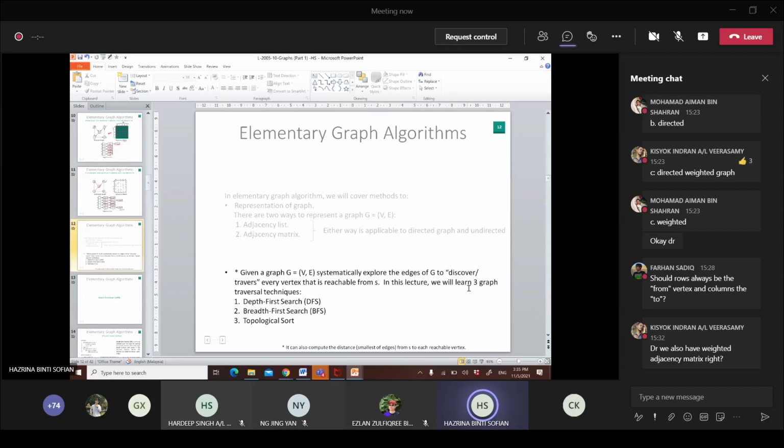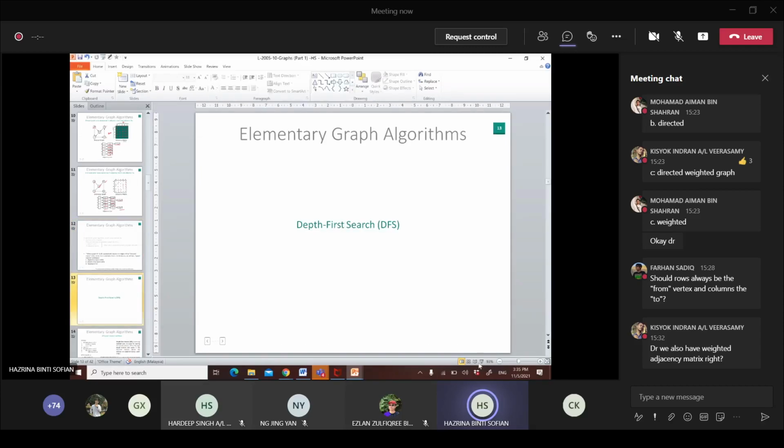In this lecture, we will learn 3 graph traversal techniques, which are the depth first search, later I will just call this DFS, breadth first search, BFS, and also the topological sort. And for each of these techniques, there are uses for it. In this lecture, we're just going to discuss one usage, and from there you can try to explore more.